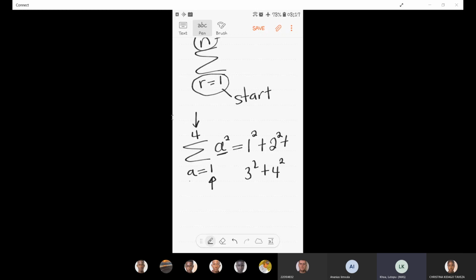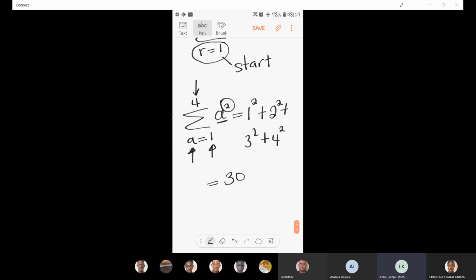Notice that the 2 is not changing because I don't have an A over there. I have a 2, so I'm only substituting whatever letter I am given over there. Now this one is easy to do on your calculator. This is 1 plus 4 plus 9 plus 16, and this should be equal to 30. Okay, so this is just substituting. This is the long way of writing it, and this is the shorter way of writing it.